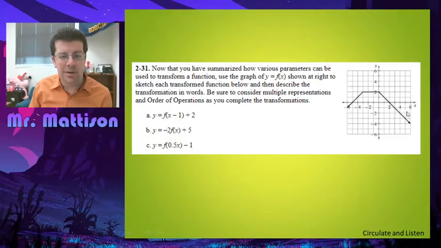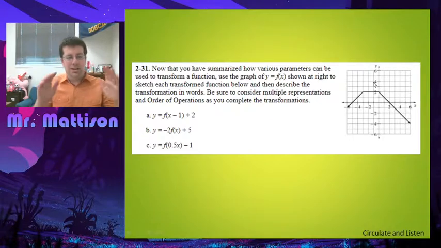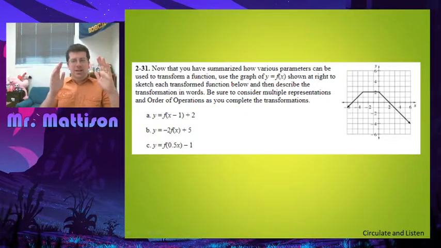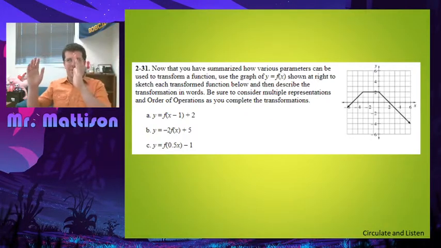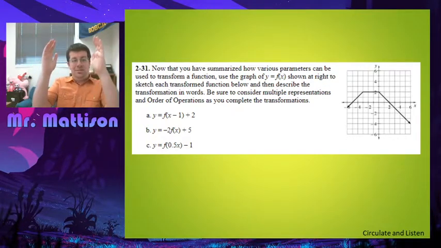So every single point here is right 1, and the +2 is everything is 2 higher. So it gets shifted right. Sorry, I'm trying to mirror it so that it looks right for you. It goes right 1 and then up 2.